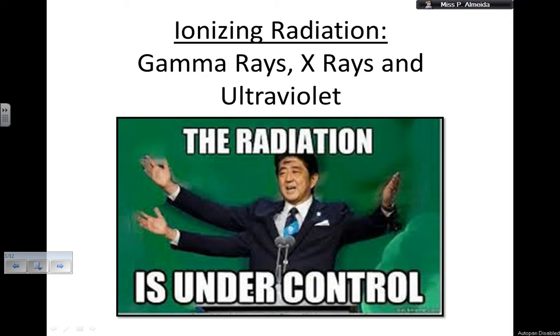Hi everyone, so today I will be telling you about ionizing radiation, which is that part of the electromagnetic spectrum where the rays, or the waves, or the photons have enough energy to ionize, so to make an atom into an ion, okay? So those are the gamma rays, X-rays and ultraviolets, so anything above the visible.